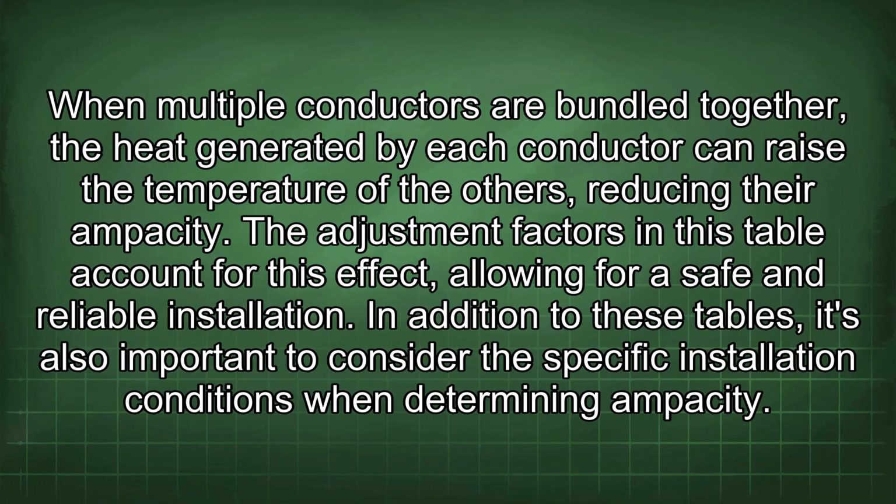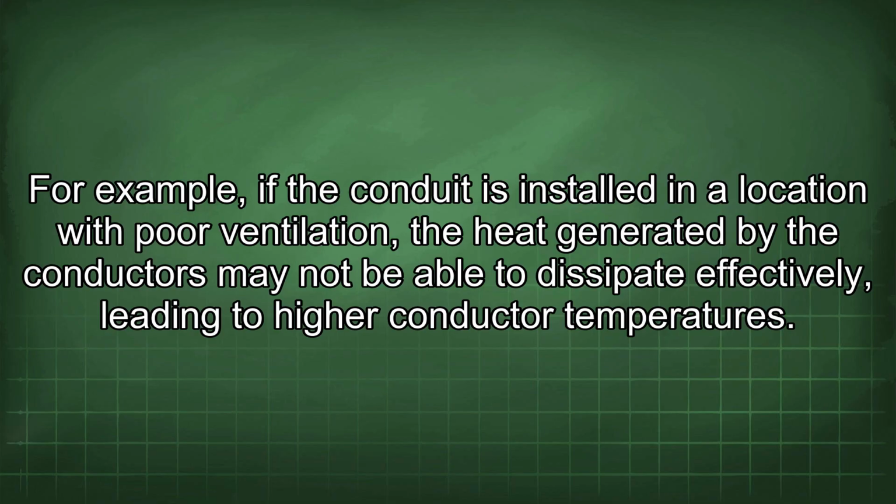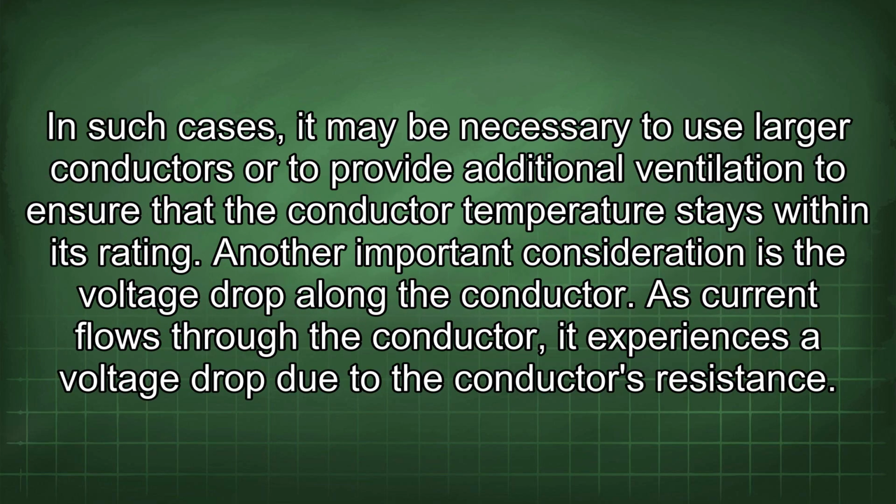In addition to these tables, it's also important to consider the specific installation conditions when determining ampacity. For example, if the conduit is installed in a location with poor ventilation, the heat generated by the conductors may not be able to dissipate effectively, leading to high conductor temperatures. In such cases, it may be necessary to use larger conductors or to provide additional ventilation to ensure that the conductor temperature stays within its rating.